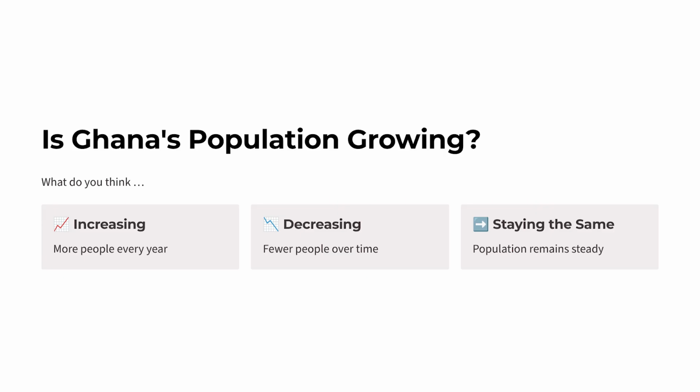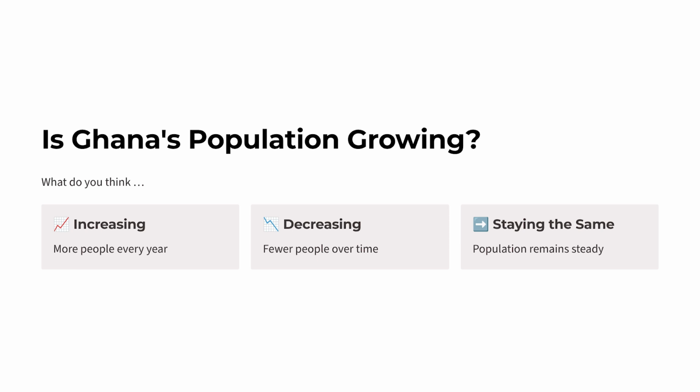Let's begin with a quick thought question. Is Ghana's population growing or shrinking? You have three possible answers. A. Increasing, more people every year. B. Decreasing, fewer people over time. C. Staying the same, population remains steady.